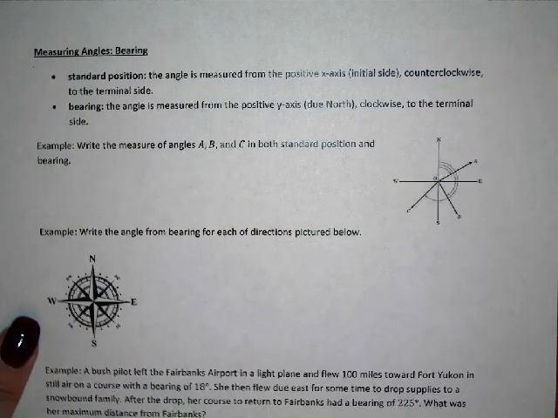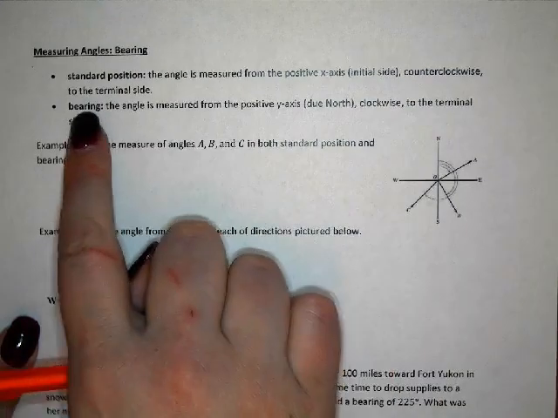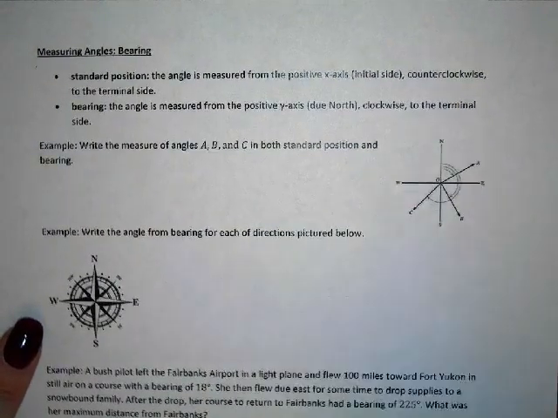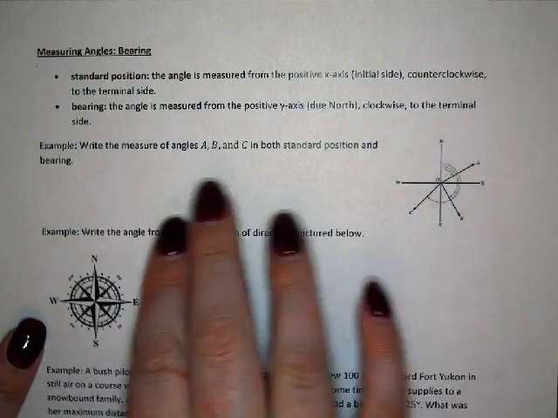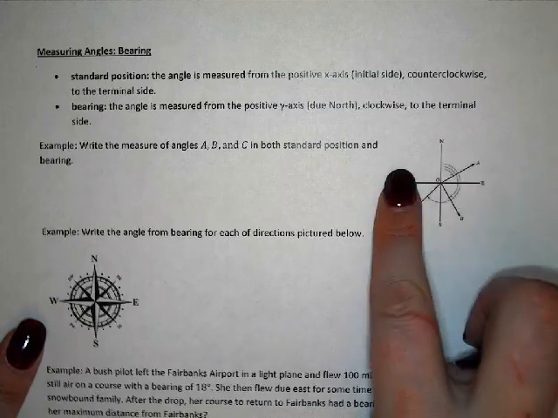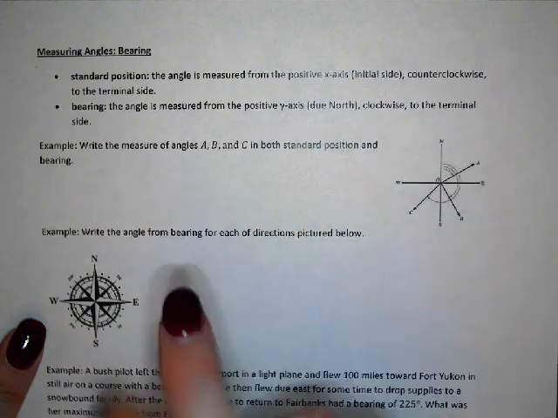Okay, so what we want to do is be able to see angles that are oriented in different places and be able to see what they are in standard position, which is kind of their math notation, and also what they are if we were to say that they were bearing, which is kind of like their compass notation. So first we have angle A right here.